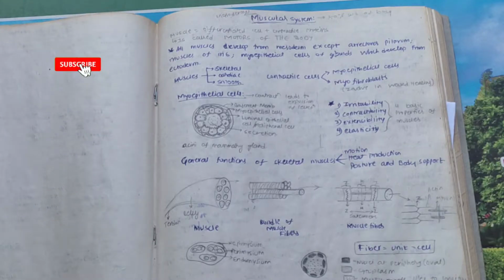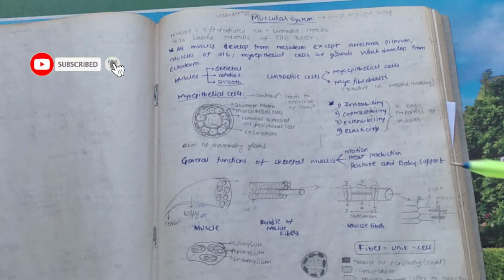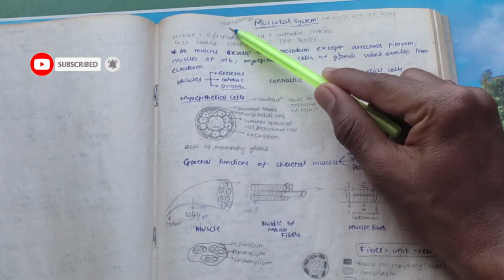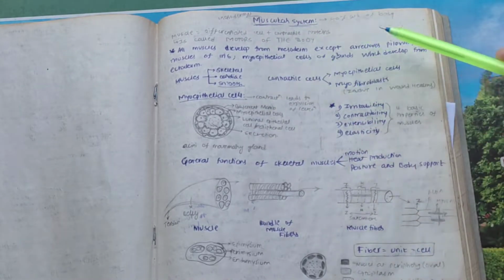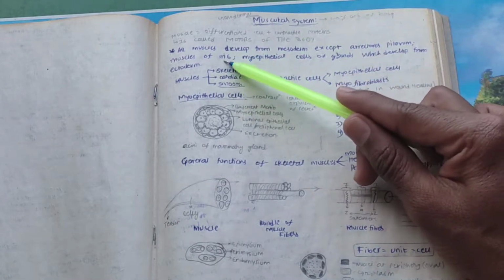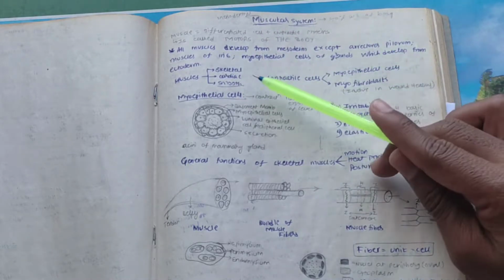Hello guys, today we are going to discuss the muscular system, general anatomy. The muscular system is mesodermal in origin, and it accounts for 40% of the weight of the body. All muscles develop from the mesoderm except some muscles like the erector pupillae, muscles of the iris and myoepithelial cells of the glands, which develop from the ectoderm.